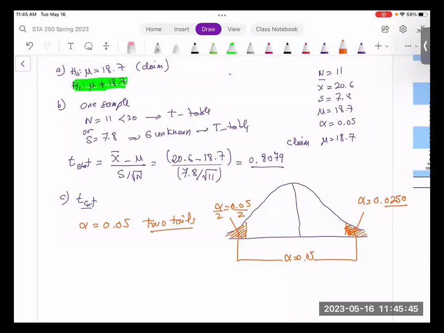And you don't really need to calculate alpha over 2, really. But anyways, it helps. So for one tail, I have 0.025. For two tails, I have 0.05, right? Are we clear with this? I need a degree of freedom. Remember, you are doing the t-test. So degree of freedom is n minus 1, and that's going to be 11 minus 1, which is 10.